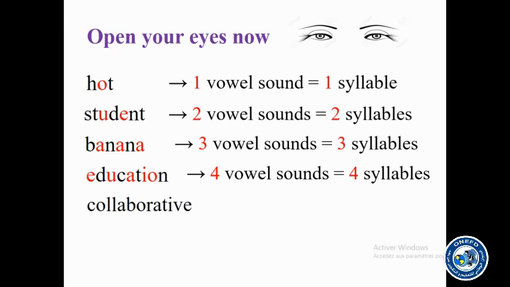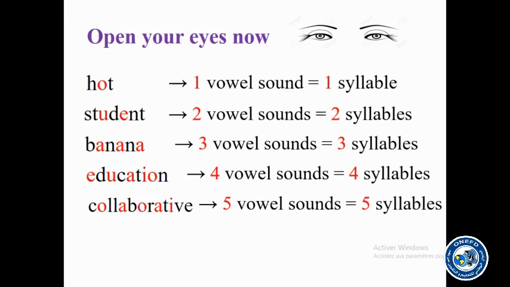Collaborative. How many vowels can you see? Yes, there are 6 vowels, but we are going to count only 5 vowel sounds. Why? Because final E is silent, and we are not going to count it as a syllable. Collaborative.